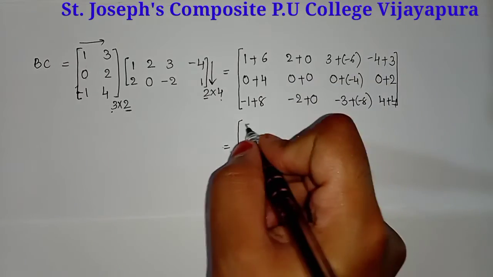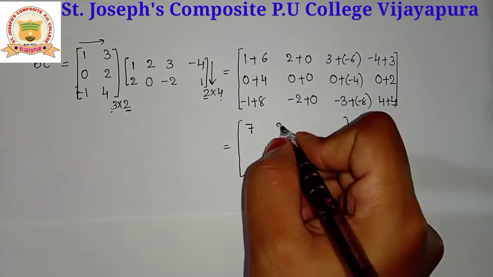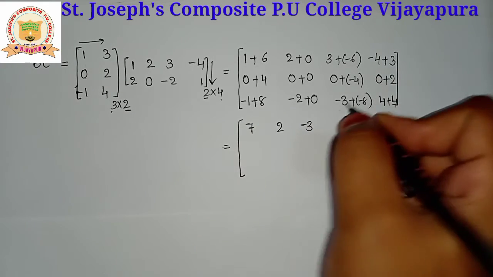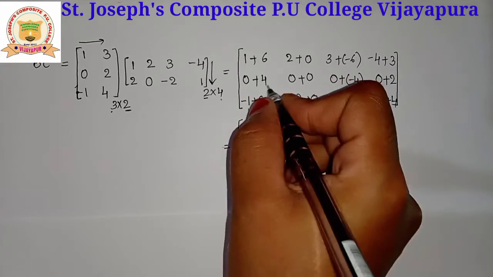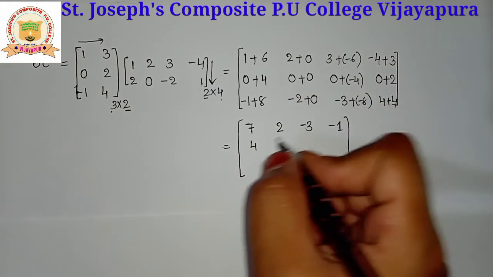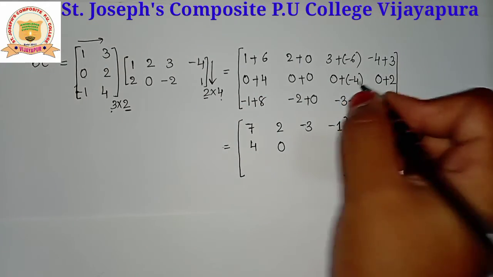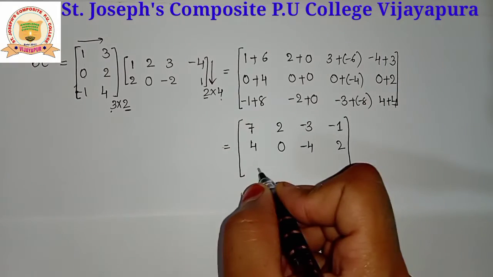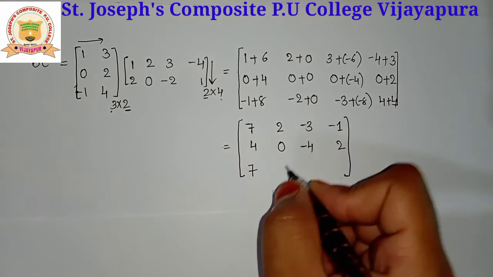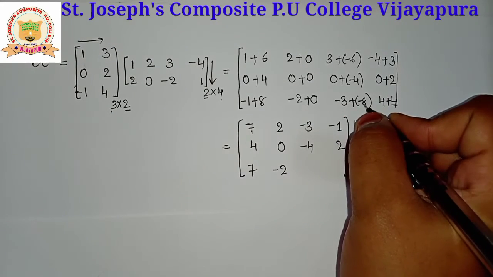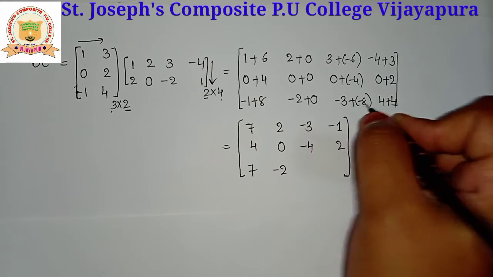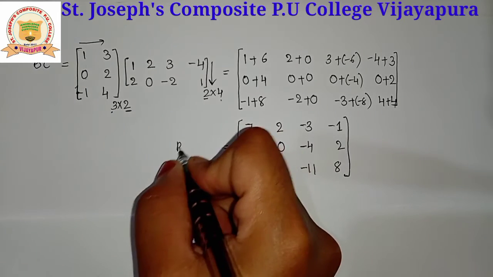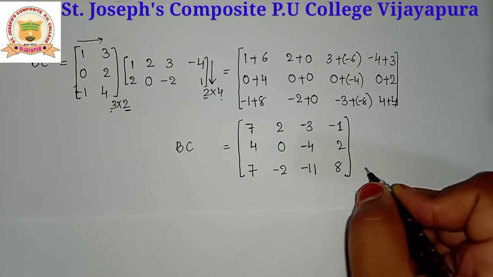1 plus 6 is 7, 2 plus 0 is 2, 3 minus 6 is minus 3, minus 4 plus 3 is minus 1, 0 plus 4 is 4, 0 plus 0 is 0, 0 minus 4 is minus 4, 0 plus 2 is 2, minus 1 plus 8 is 7, minus 2 plus 0 is minus 2, minus 3 minus 8 is minus 11, 4 plus 4 is 8. So this is the required BC matrix, which is of order 3 by 4.